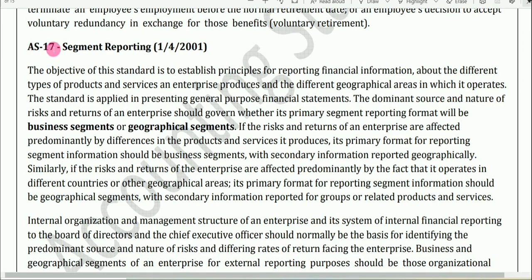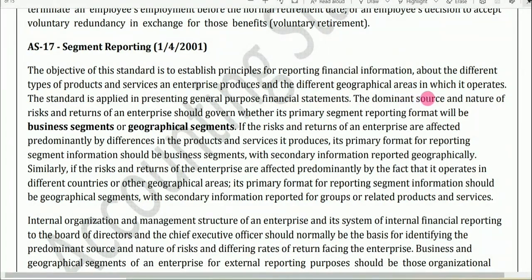Accounting Standard 17, Segment Reporting, introduced from 1st April 2001. The objective of this standard is to establish principles for reporting financial information about the different types of products and services an enterprise produces and the different geographical areas in which it operates. The standard is applied in presenting general purpose financial statements.